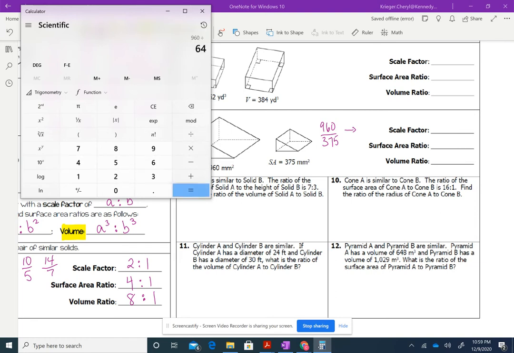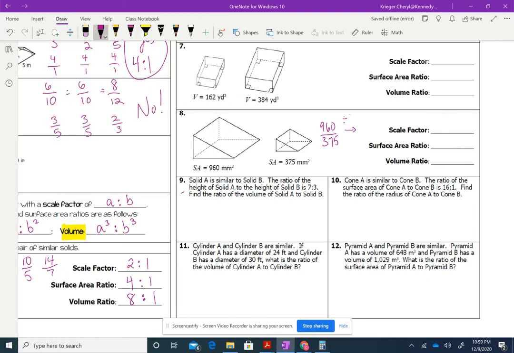Let's try 64. Okay, so maybe 15. Well, that would make sense because 375 is probably divisible by 15. 375 divided by 15 is 25. Okay, so we found it. I'm dividing everything by 15. And that gives me 64, and it was 25, right? Okay, well that's handy because that's the surface area ratio, 64 to 25.